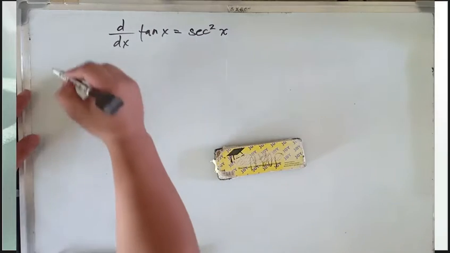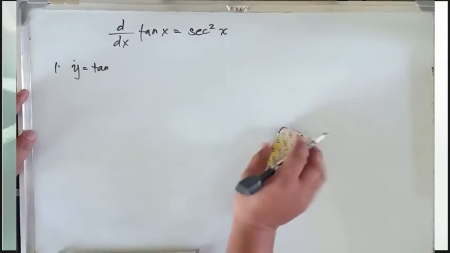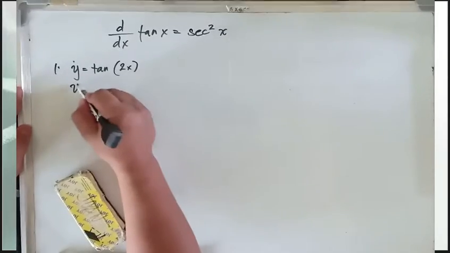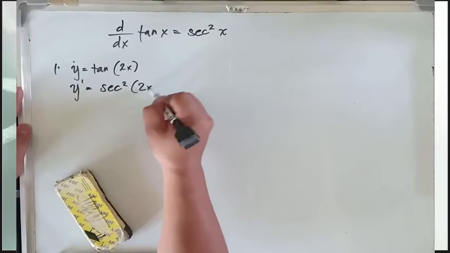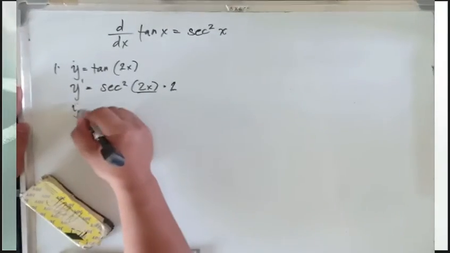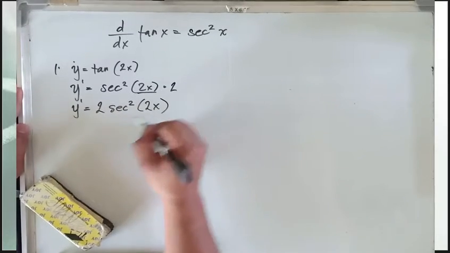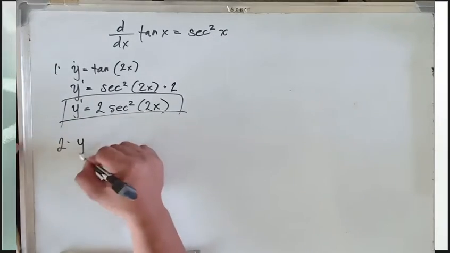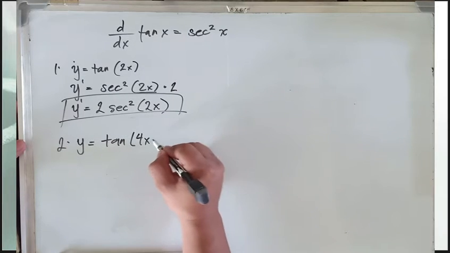Now let's have the first example. We have, find the derivative of tangent of 2x. So it's very clear from the rule that the derivative of tangent is just the secant squared of 2x. And don't forget to multiply the derivative of the angle, which is 2. So let's rewrite. Y prime is equal to 2 secant squared of 2x. So that's the final answer. For number 2 example, we have y is equal to the tangent of 4x minus 1.